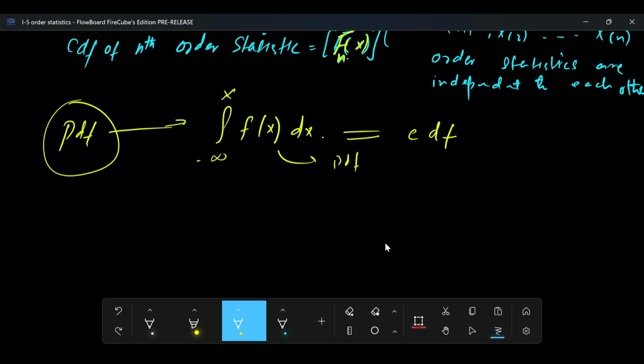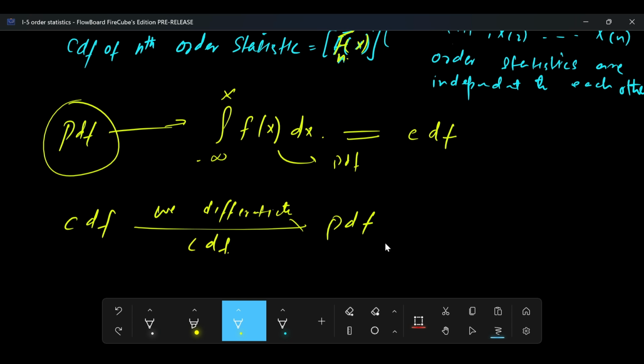Now, from CDF to PDF, we differentiate the CDF. Now, this is F of x. d upon dx of F of x will give us the PDF. Simply, from PDF to CDF, we integrate the PDF function, and from CDF to PDF, we differentiate the CDF function. Simply.